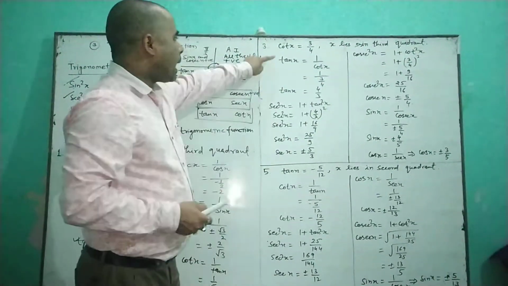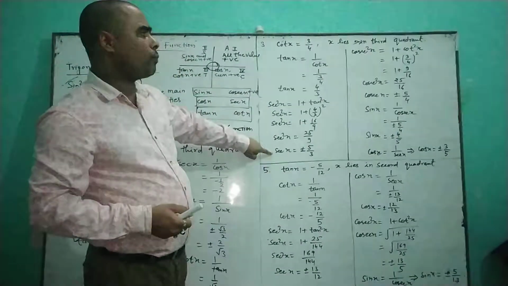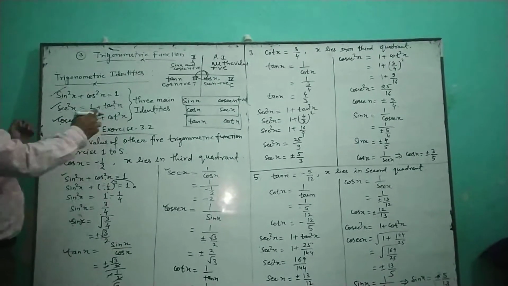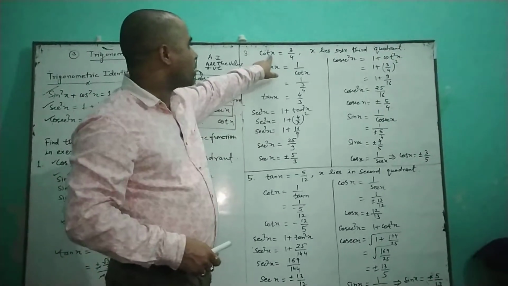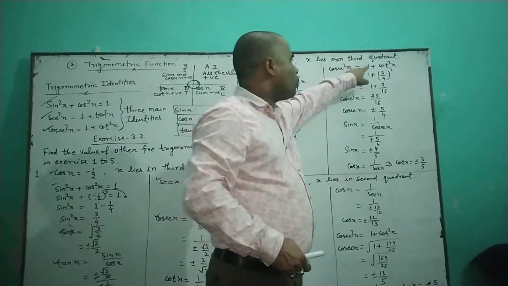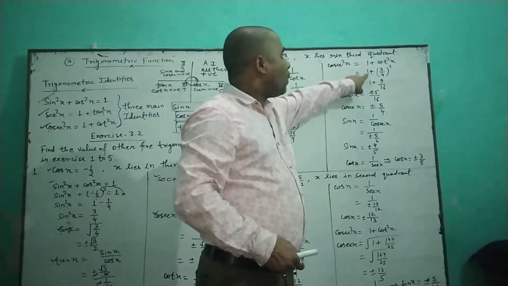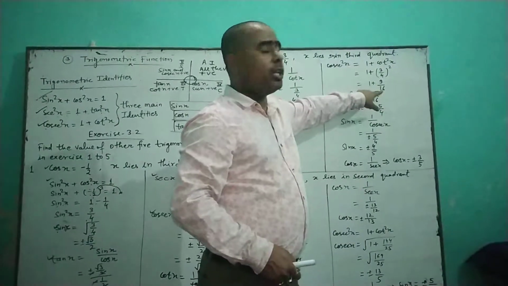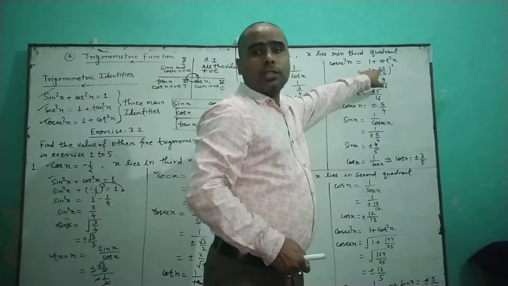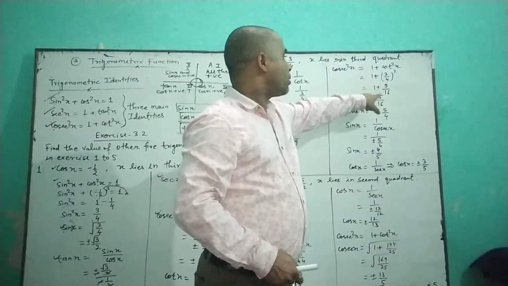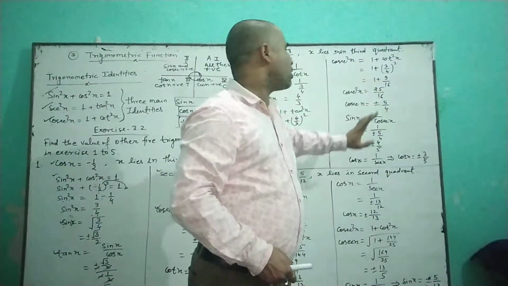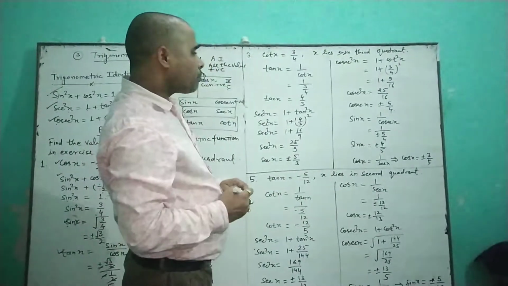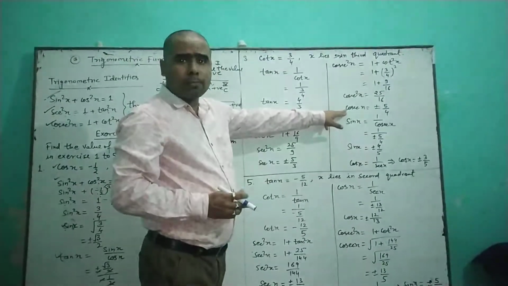Now tan x, cot x and sec x we have found here. After that, using the next identity, cosec square x is equal to 1 plus cot square x, and the value of cot x is 3 by 4. Now cosec square x is equal to 1 plus 9 by 16, because the square of 3 is 9 and the square of 4 is 16. Taking LCM, 25 by 16, so cosec x is equal to plus minus 5 by 4.